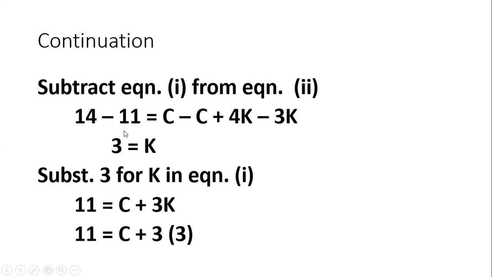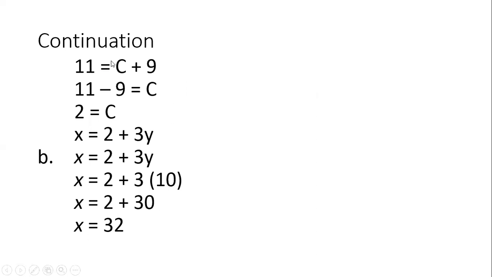We have a value for k now. We substitute in any of the equations; we have decided to choose equation 1. So substitute 3 for k in equation 1, and that will give us 11 equals c plus 3k. So k now is 3. We have 11 equals c plus 3 times 3. 3 times 3 gives us 9, so 11 equals c plus 9. So 11 minus 9 is c. C equals 2. So we have the values for the constants. C is 2 and k is 3. So x equals 2 plus 3y.